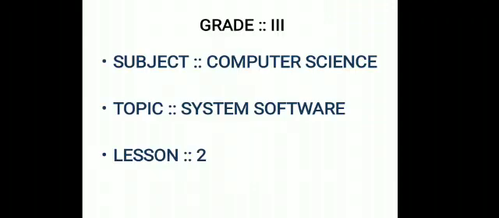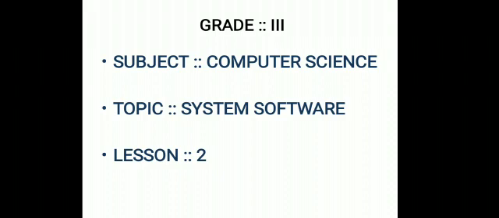You are in grade 3rd standard, subject Computer Science, topic System Software, and this is lesson number 2 continuation. Already we have studied about the 3 types of system software in detail. Now we are going to see the remaining 2 types of system software.